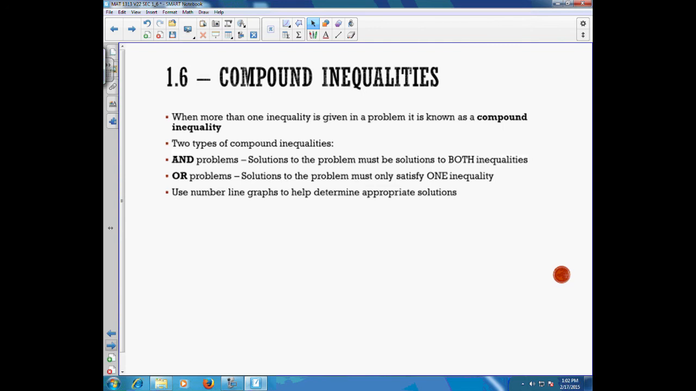Compound inequalities are when you have more than one inequality involved in a problem. There are two types of compound inequalities, two ways we can combine these inequalities together. The first are known as AND problems, and this just means that solutions to the problem have to satisfy both of the inequalities in the problem. And then we have OR problems, which just says that the solutions to the entire problem overall only have to satisfy one of the two inequalities. And we're going to use number line graphs to help us figure out solutions, and I'll show you how to do that as we go along.